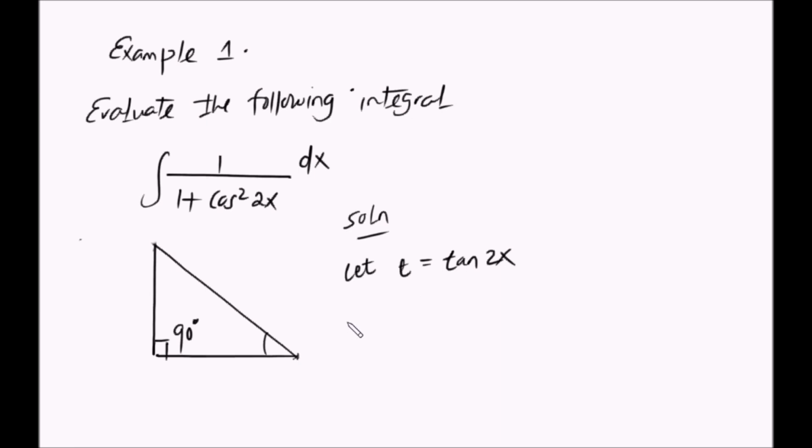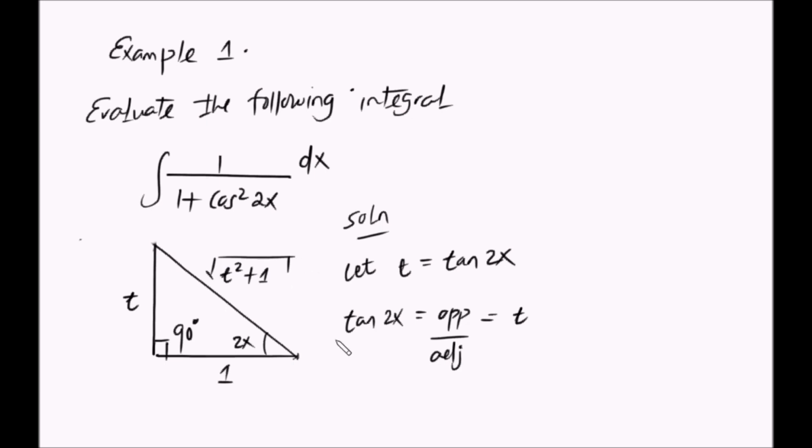Manake we know that tan is just equal to opposite over adjacent. Kwa kama tan 2x sawa na t, then we have a right angle triangle ambayo ina angle 2x, ambayo opposite yake ni t na adjacent yake ni 1. So hypotenuse now kwa kutumia Pythagoras theorem itakuwa ni the square root of t squared plus 1.